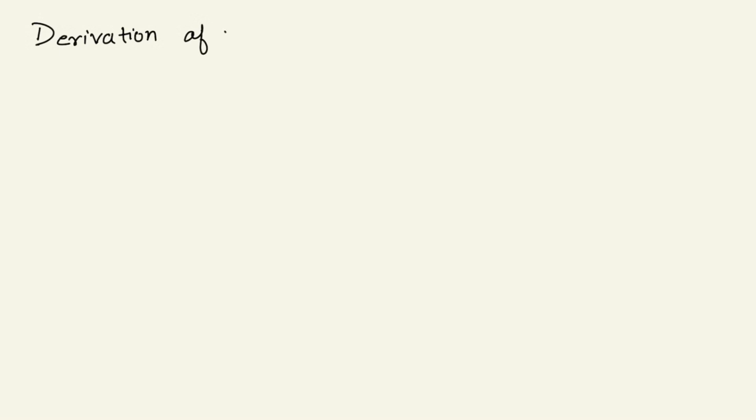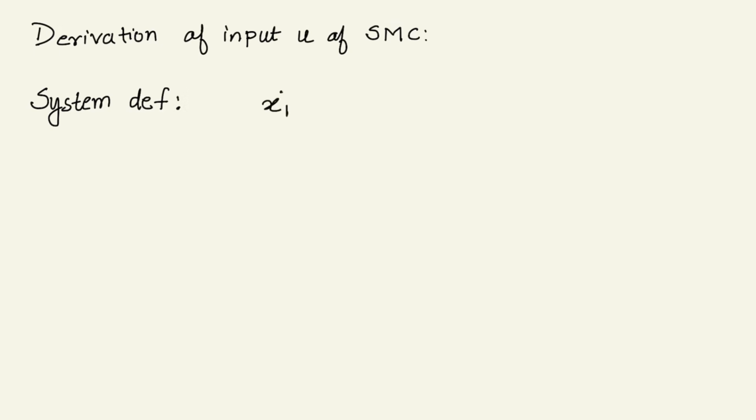In our last video, we have used sliding mode control. In that video, we have used input u equal to minus x2 minus rho sine x1 plus x2. The input u can be formally derived. In this video, we are going to look through the derivation for input u.